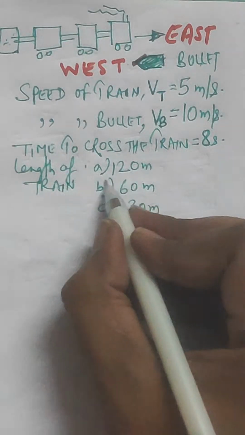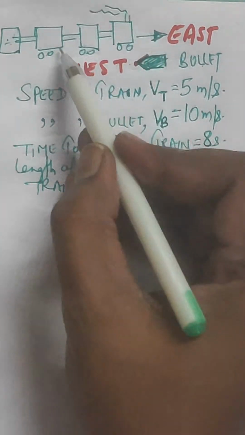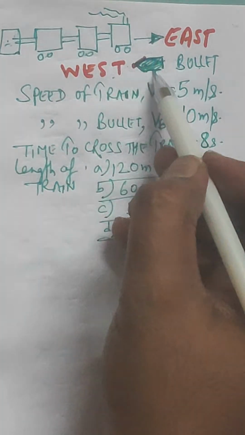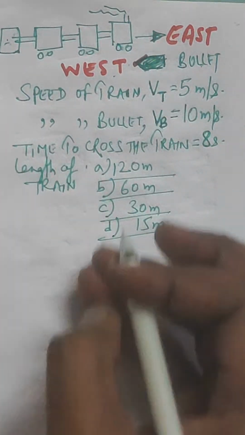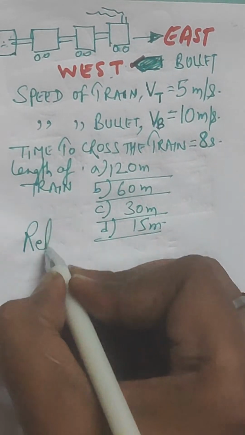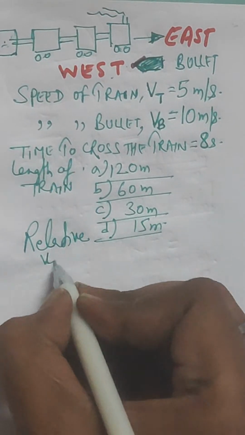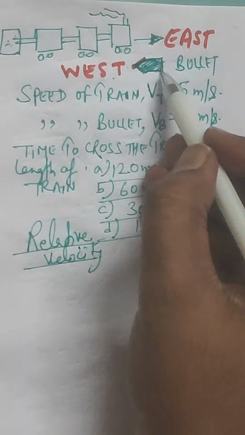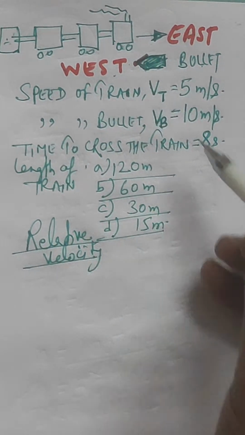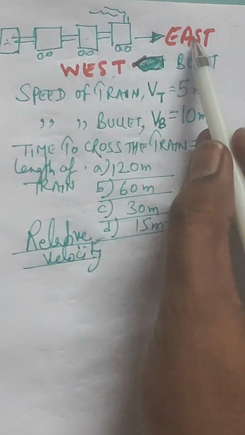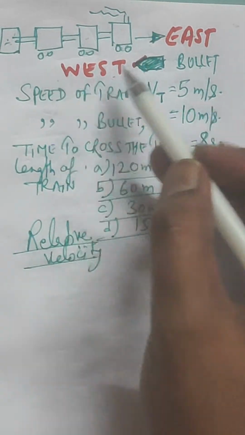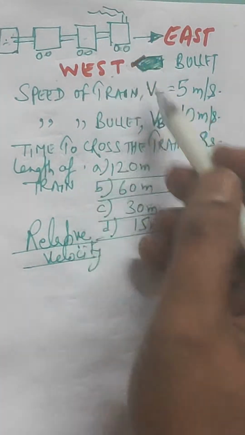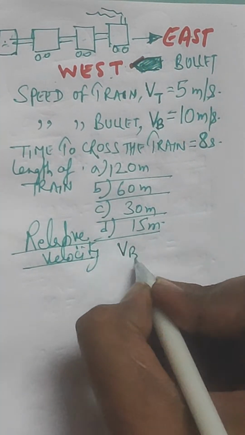So students, in this case, just see train going east, bullet coming to west, right? The train and the bullets having opposite direction, right? In this case we will use the concept of relative velocity. What is relative velocity? Relative velocity is the reference of an object with respect to the other, right? So since the train is coming towards east and bullet is going towards west, so the time taken to cross the train, this bullet, the relative velocity will be Vb plus Vt.